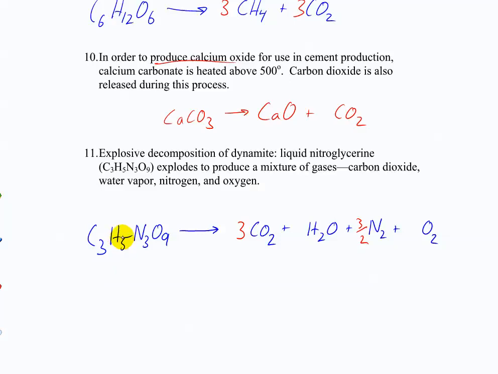Same thing with hydrogen then. So we've got 5 over here and 2 over here. So we can balance that with 5/2. Right. And then that gives us a total of, let's count up all the oxygens. We've got 6 here, 5/2 here, and 2 here, and that comes out to 9 and a half, so 10/2, right?